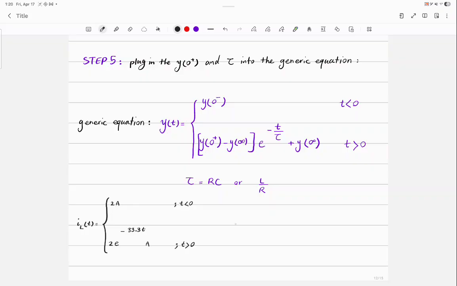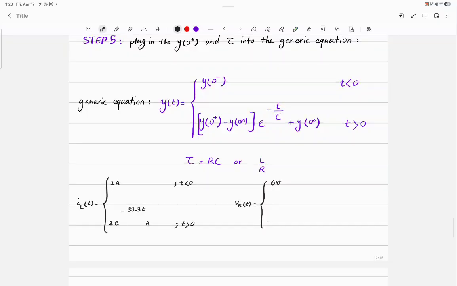What is the other variable that I'm interested in? VRT. What is the voltage VRT at t equals 0 negative? 6 volts. What is 0 positive? I don't know. What was it? 3 volts. What is infinity? 0. So 3e to the power of negative 33.3t volts. That is for t negative, and that is for t positive.